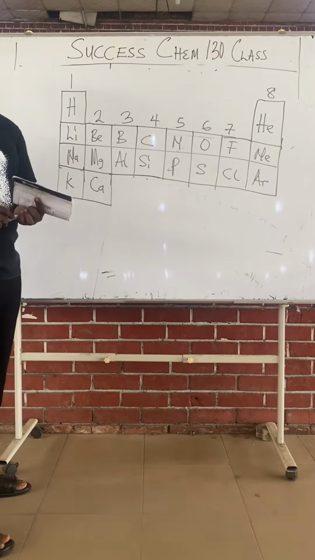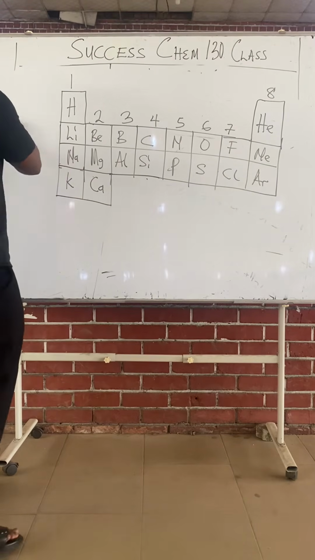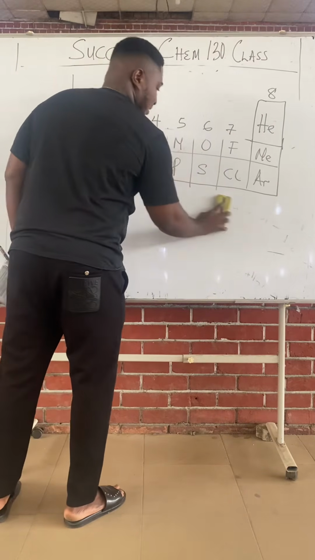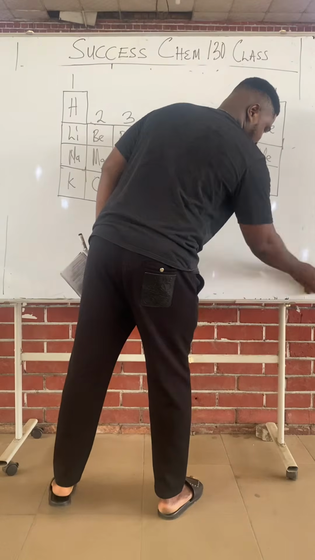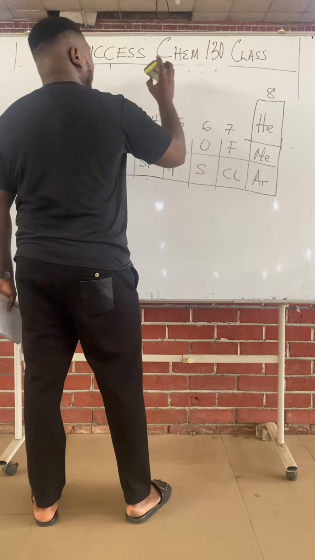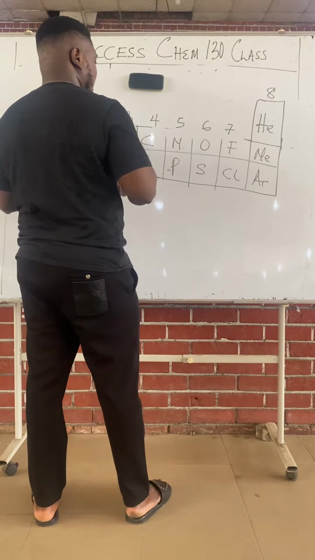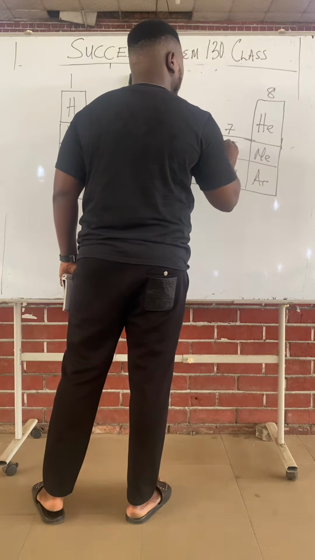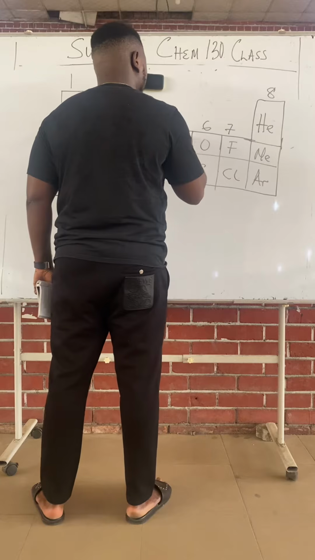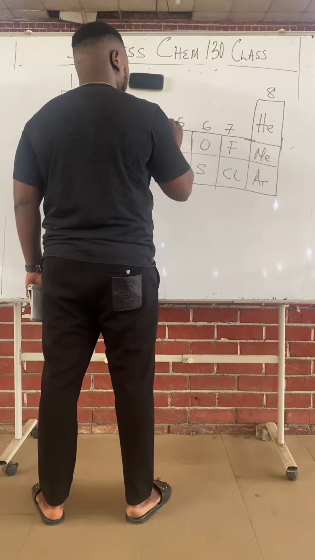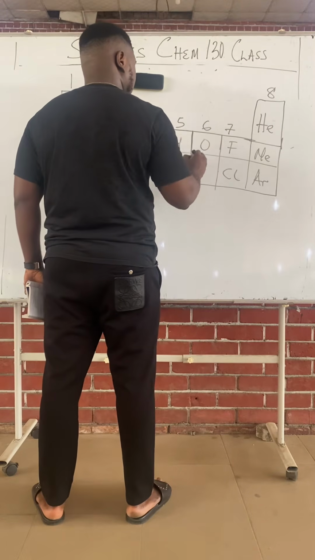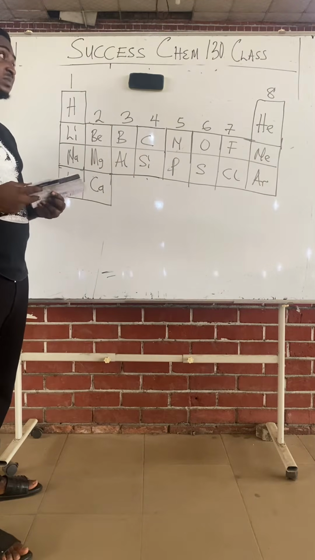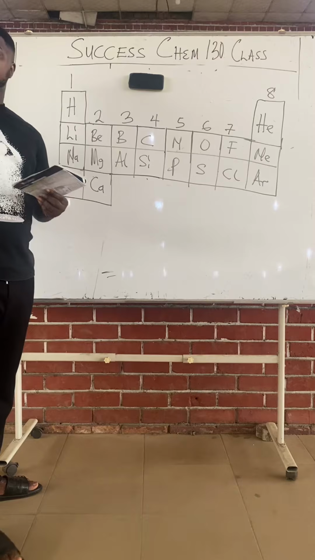Class, this is a mini periodic table of the first 20 elements. We're going to use the table to explain some things in the periodic table.